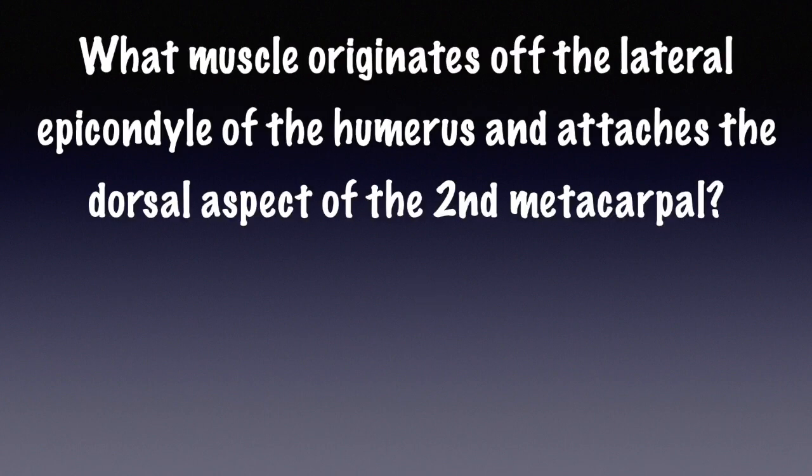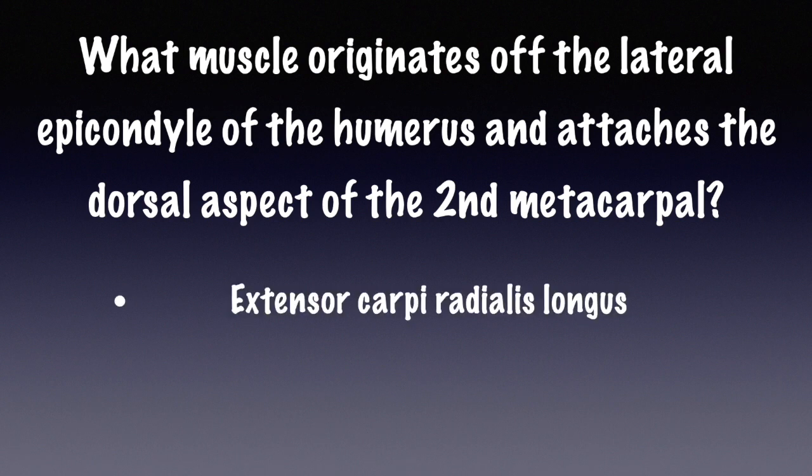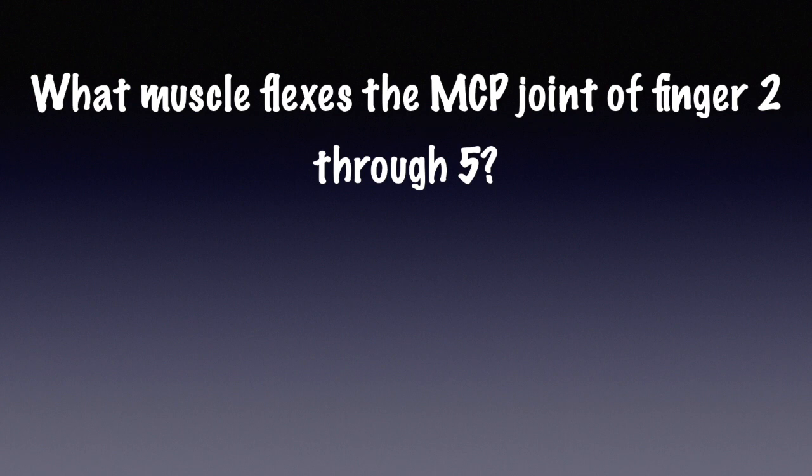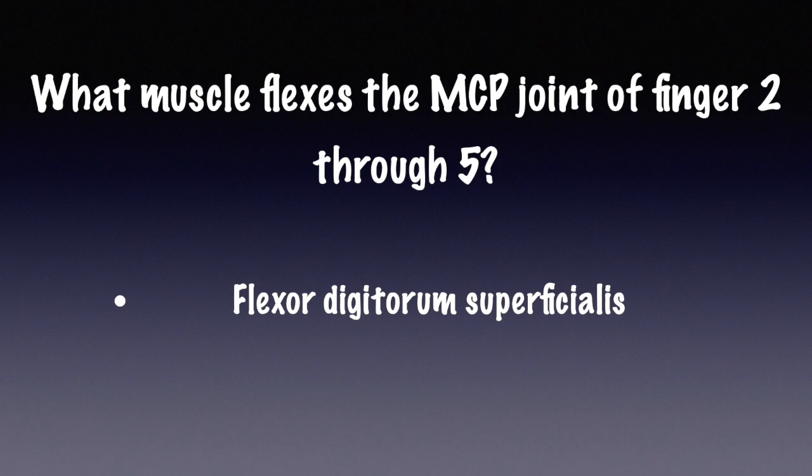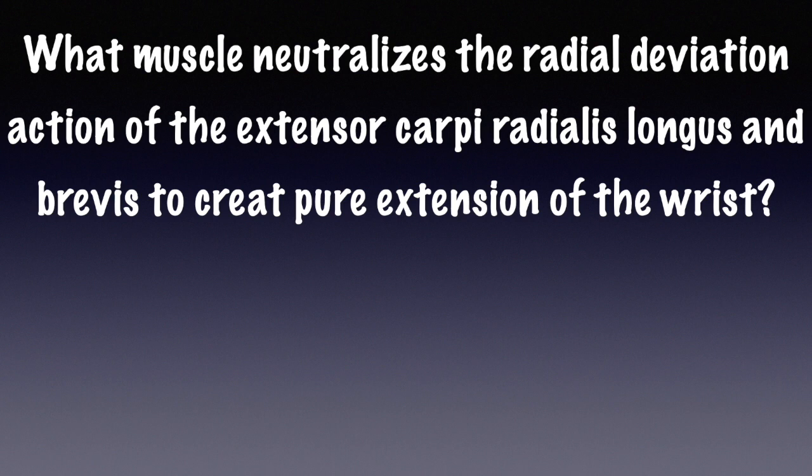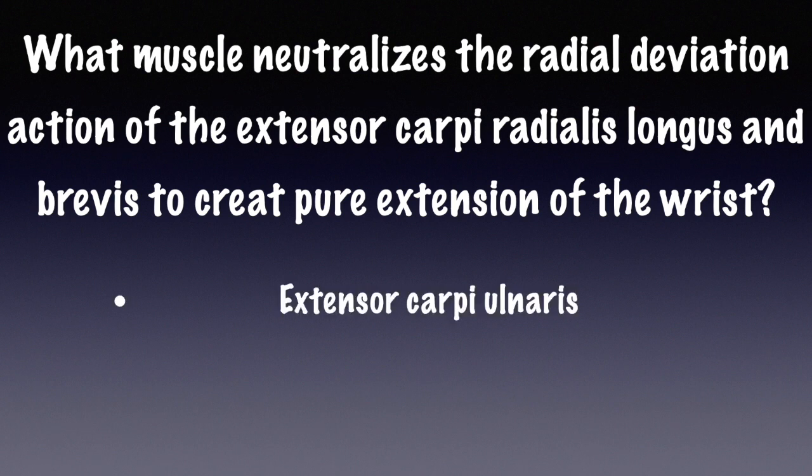What muscle originates off the lateral epicondyle of the humerus and attaches the dorsal aspect of the second metacarpal? Extensor carpi radialis longus. What muscle flexes the MCP joint of finger 2 through 5? Flexor digitorum superficialis. What muscle neutralizes the radial deviation action of the extensor carpi radialis longus and brevis to create pure extension of the wrist? Extensor carpi ulnaris.